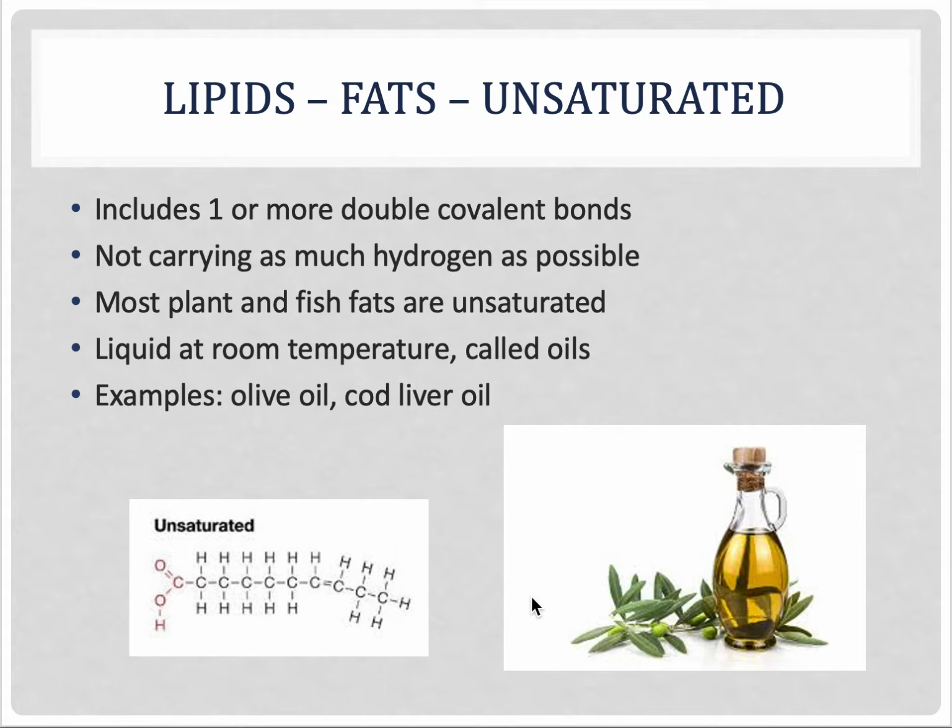Then we have unsaturated fats. Most of these are liquid at room temperature, and so we call them oils. But these unsaturated fats, again, get their name based on their chemical structure. So you can see here, we don't have as many hydrogen atoms as we could because there's a double covalent bond between those two carbon atoms. So unsaturated fats have at least one double covalent bond, but could have a lot more. Most of the fat we get from plants or fish are unsaturated.